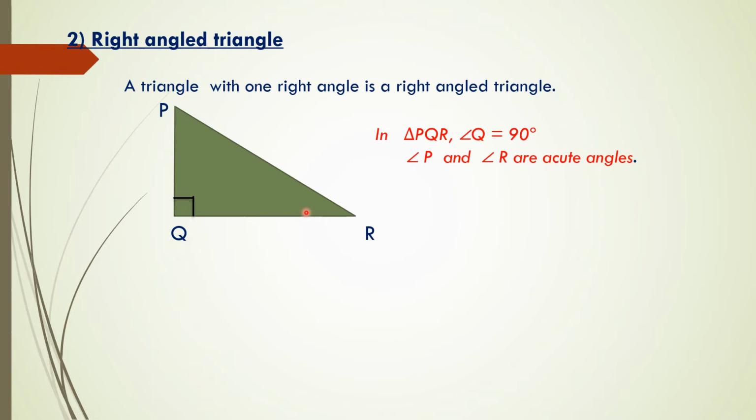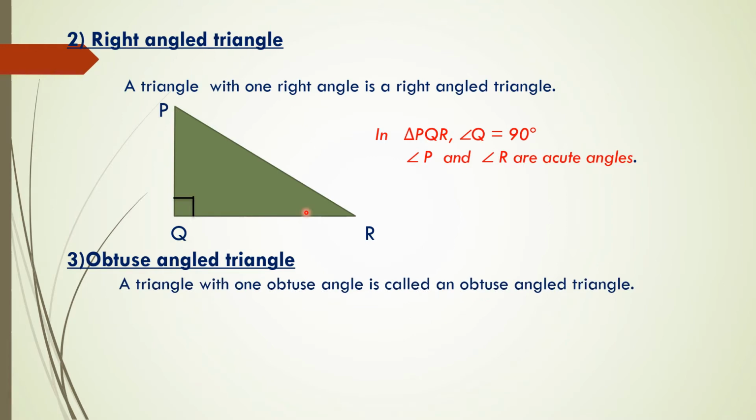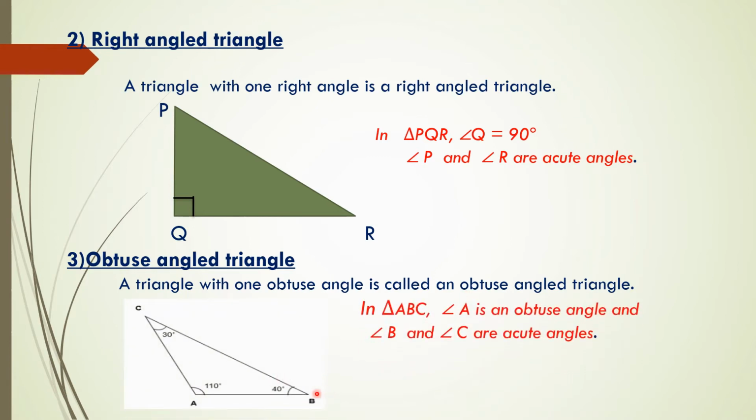And the third one, obtuse angle triangle. A triangle with one obtuse angle is called an obtuse angle triangle. In triangle ABC, angle A is an obtuse angle, that is more than 90 degrees, and angle B and angle C are acute angles.